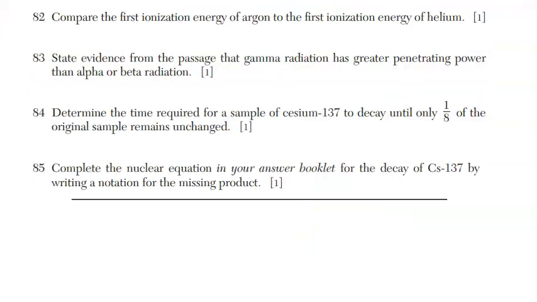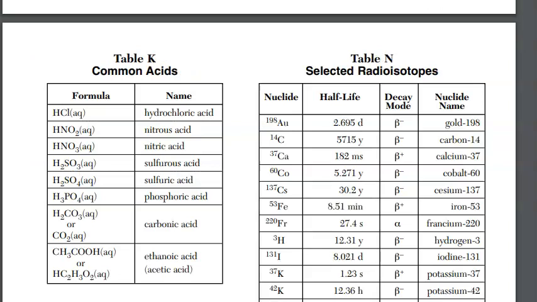Question 84, we want to determine the time required for a sample of cesium-137 to decay to only 1/8 of the original sample. So we're starting with the whole thing, and over time, it's decaying to another isotope. In the reading passage, we weren't given the half-life. That means we need to find it on the reference tables. Cesium-137 on reference table N, we find the half-life is 30.2 years.